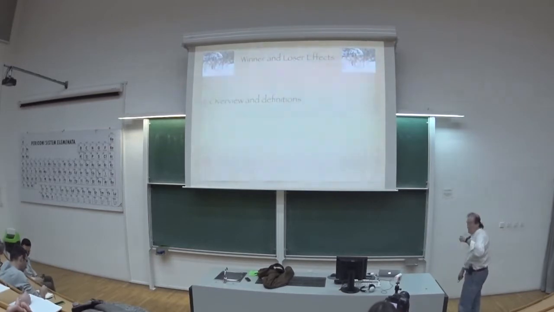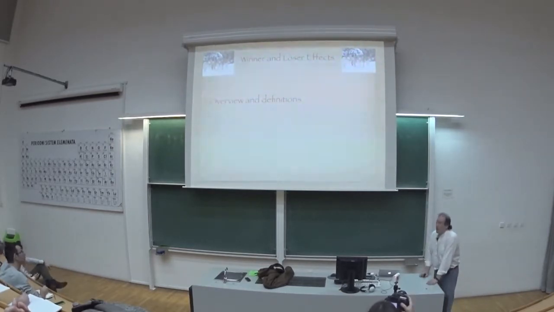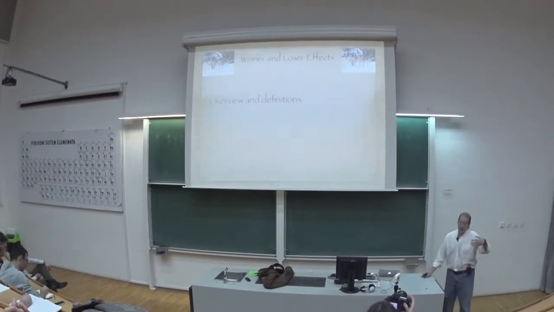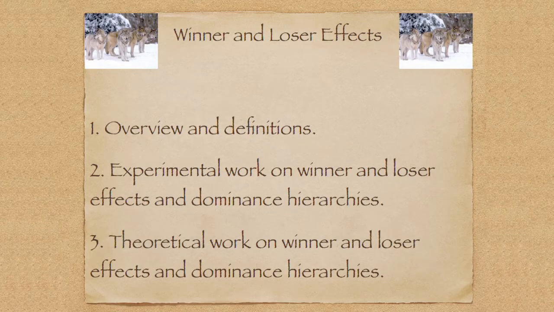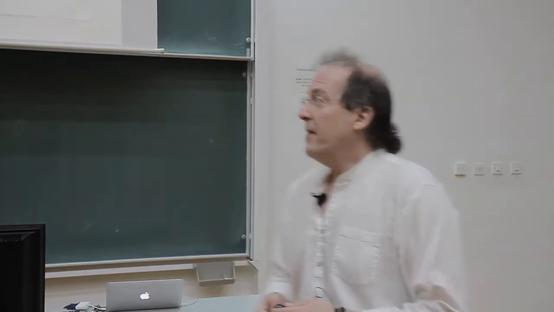So basically, what I want to do is first give you an overview of this topic and give you some definitions of what winner effects are and what loser effects are, what dominance hierarchies are, and the way that behavioral evolutionary people think about aggression. Then I will show you some experimental work that we've done to look and see whether these winner and loser effects have impacts on the way that aggression plays out in groups, the way that dominance hierarchies form. And then I'll tell you some theoretical work that we've done on winning, losing, and dominance hierarchies.